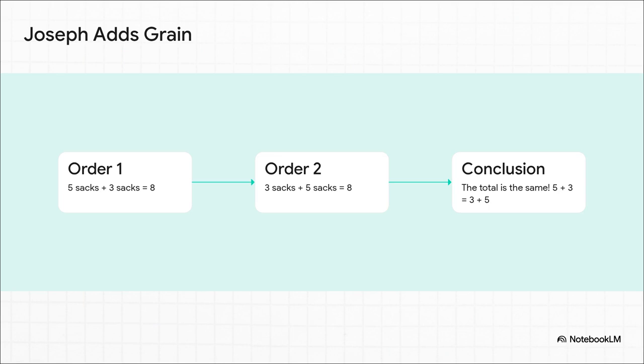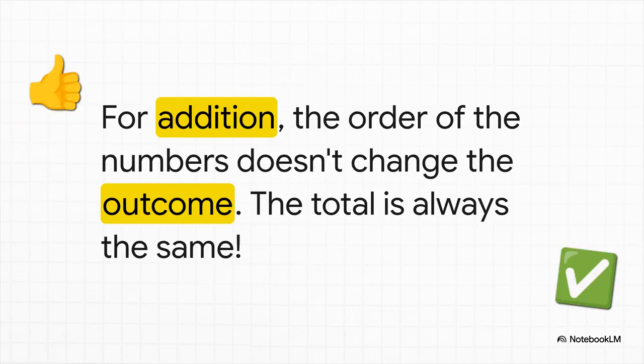All right, let's get back to Joseph and his grain sacks. So picture this. He finds 5 sacks in one spot and then 3 in another. Okay, 5 plus 3, that's 8 sacks total. Easy enough. But wait a second, what if he went to the other storehouse first? Then he'd have 3 sacks plus 5 sacks, which, yep, is still 8. The order he visited them in made 0 difference to his final count. So there we have it. For addition, it is confirmed, order just doesn't matter.